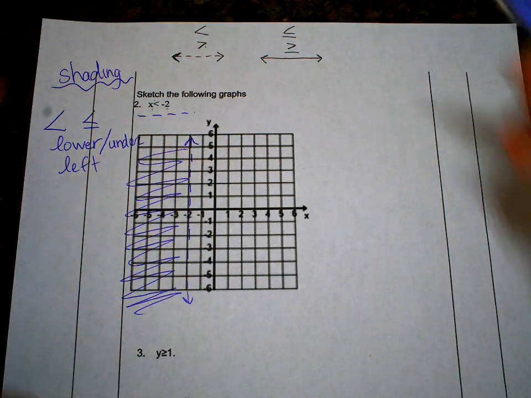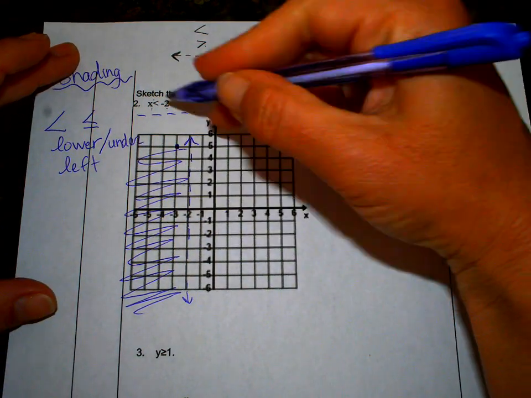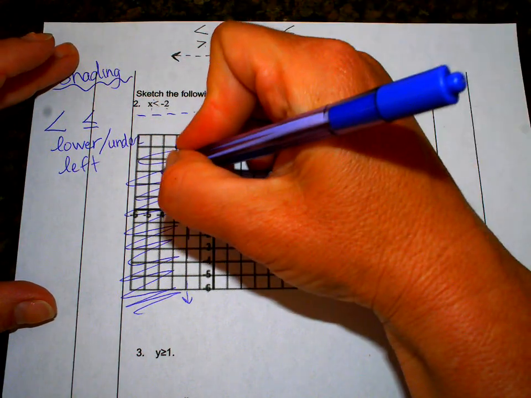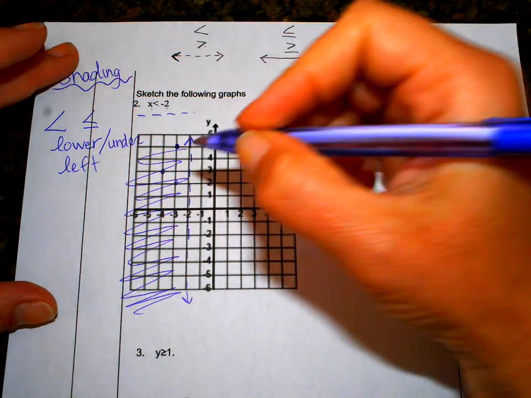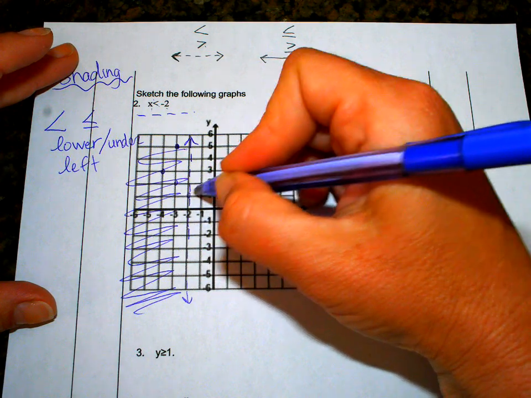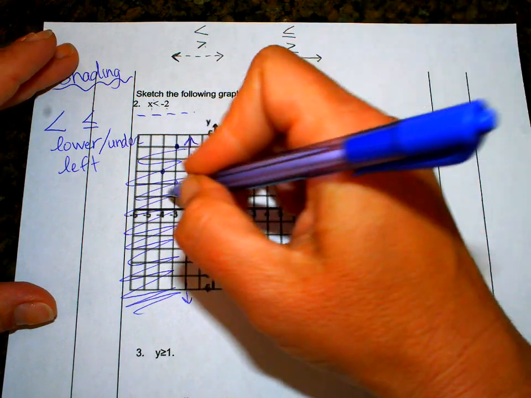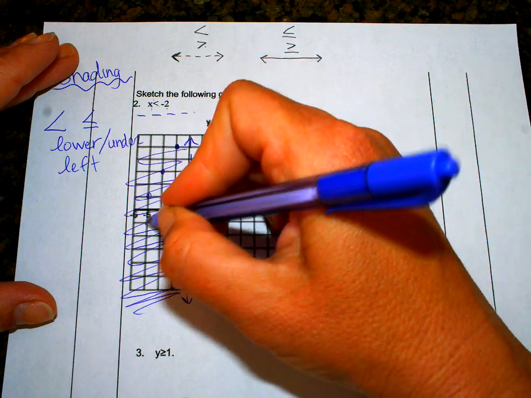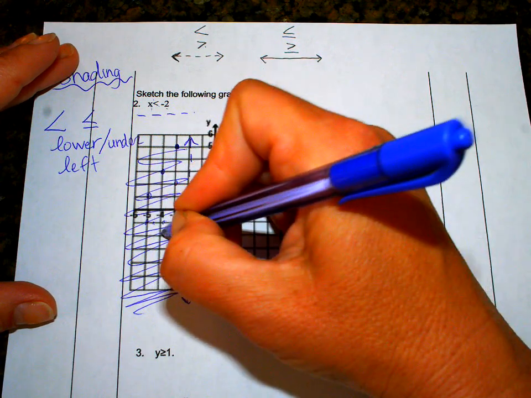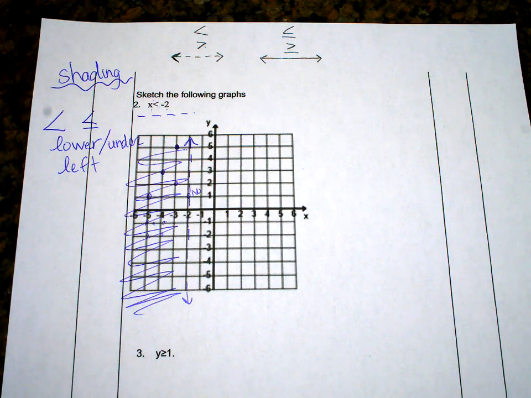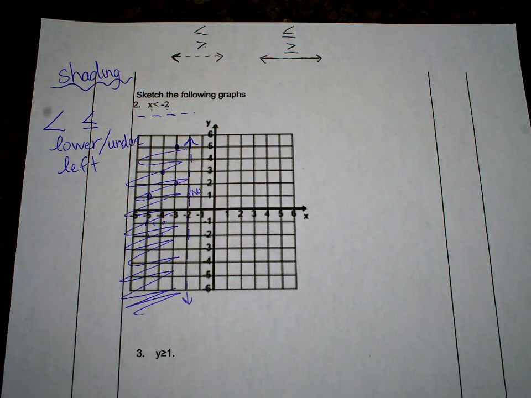That means that this point is a solution to x is less than negative 2. As is this point, as is this point. Oh, wait, how about a point on the line? Nope. Not this point on the line because it's a dotted line. This is a solution. This is a solution. And this, and this, and this, and this. Get it? All the points in the shaded area are solutions. There's so many, thousands and thousands of options.